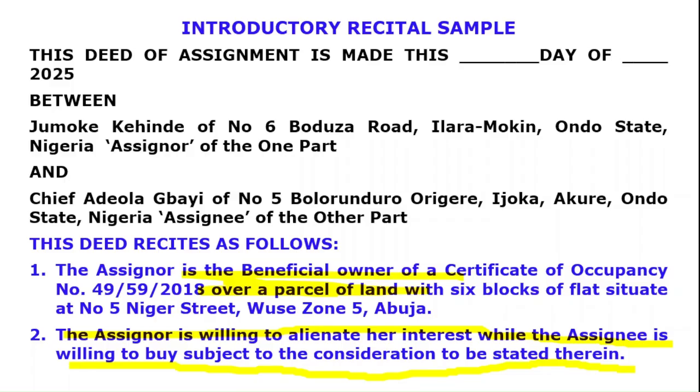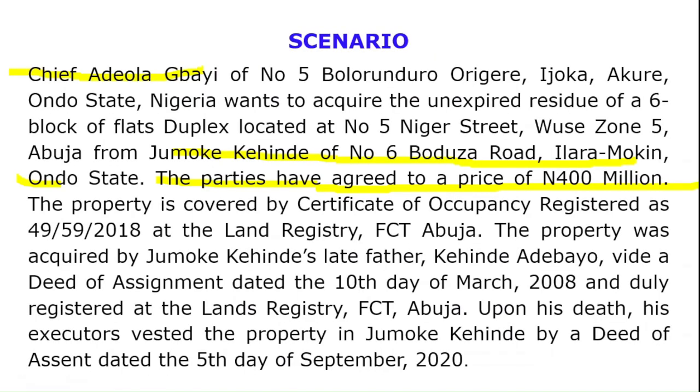So let's look at how to draft the narrative recital. What is the narrative recital going to tell us? It's going to chronicle how this current assignor got title to that land. So when you go back to the scenario again, you will notice that in this scenario, the property was acquired by Jumoke Kende's late father, Kende Adebayo, via the deed of assignment dated the 10th of March 2013, duly registered, and then upon his death, the executors vested the property. You notice that it is already telling you the history of the what? Of the property.